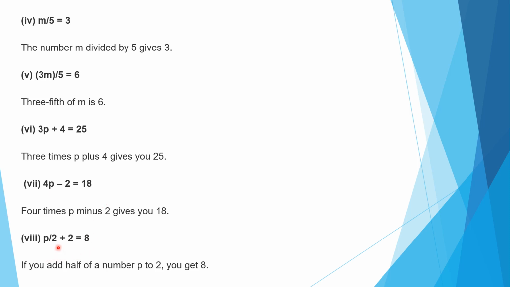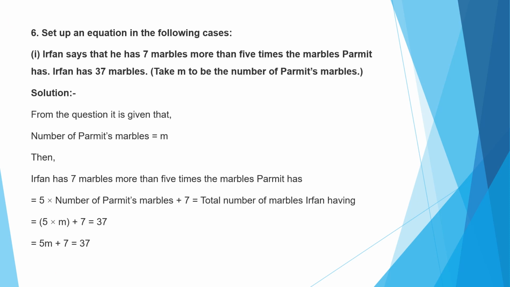P by 2 plus 2 is equal to 8. If you add half of a number P to 2, you get 8. Okay, this is how you have to write equations into statements, or from statements to equations. Both you should know. Clear, children? Now, this is very important and very tricky. You should know how to form the equation based on the statement.